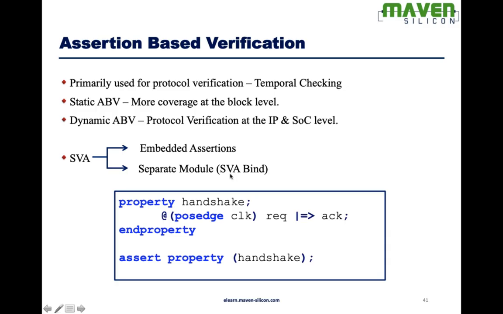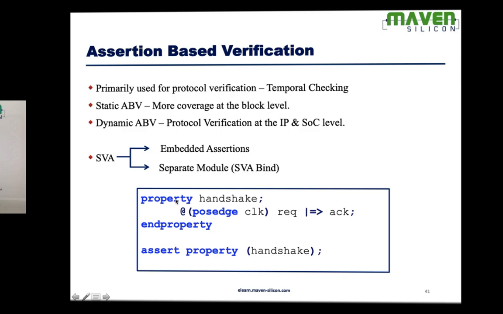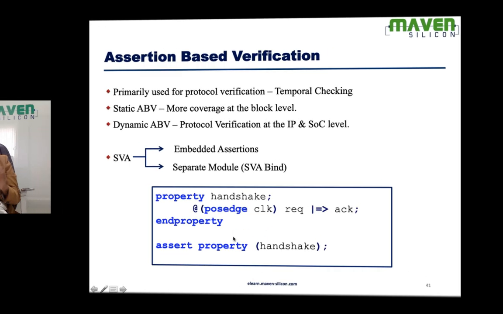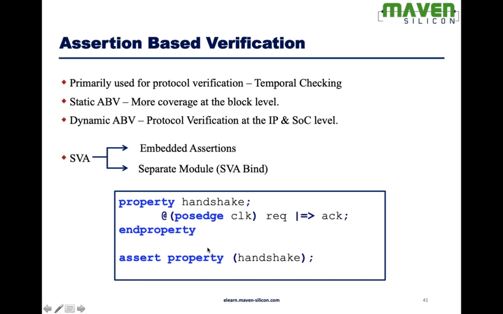Look at this example. This is one best example for protocol validation. Property handshake, end property. At every clock edge, it's going to verify this protocol. If there is any req, in the next clock cycle that should be acknowledged. So if req is high, in the next clock cycle, ack should be high. That's what we try to verify through this property, handshake. This is how assertion-based verification works.